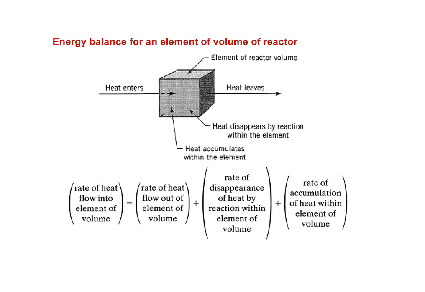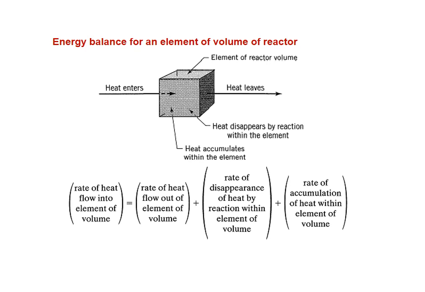Next we will go on to the energy balance for any reactant in the reactor. Here, heat enters the reactor and heat leaves the reactor with the same reaction taking place. We can write the energy balance as: rate of heat flow into the element of volume is equal to rate of heat flow out of the element of volume, plus rate of disappearance of heat by reaction within the element of volume, plus rate of accumulation of heat within the element of volume. So this is how the energy balance is written.